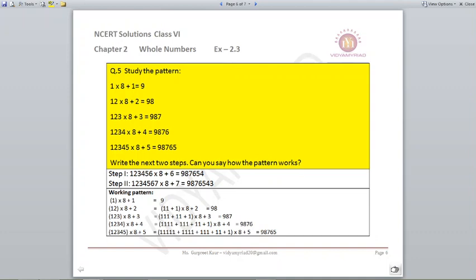So next will be 1, 2, 3, 4, 5, 6 into 8 plus 6 is equal to, so what will come after that? 5 minus 1, 4, reverse counting. So 9, 8, 7, 6, 5, 4. Another will be 1, 2, 3, 4, 5, 6, 7. We have done till 6. Now the 7, add 7 and go one previous. 9, 8, 7, 6, 5, 4, 3 as your answer. I hope children it is clear. The pattern was quite simple.